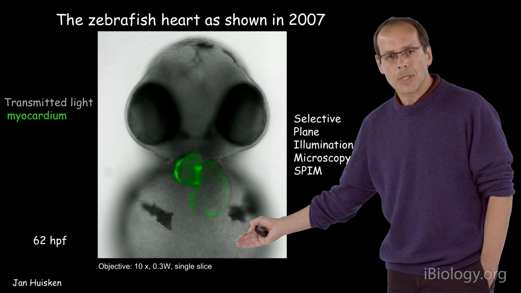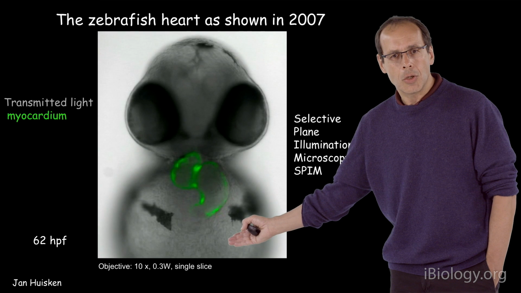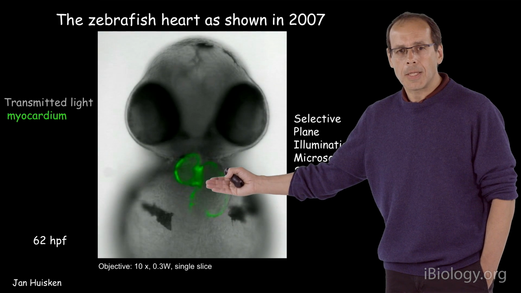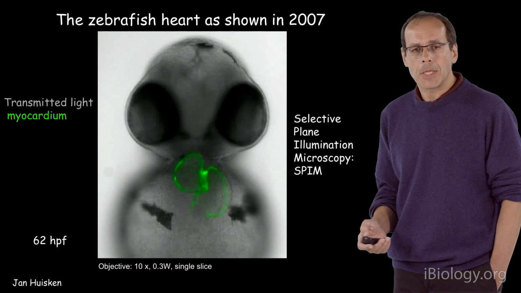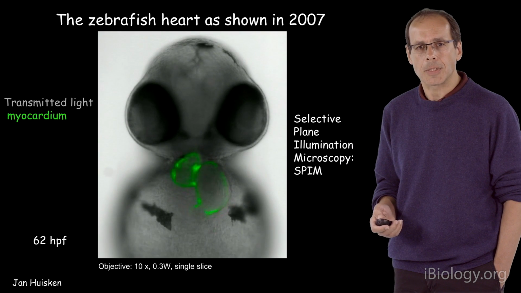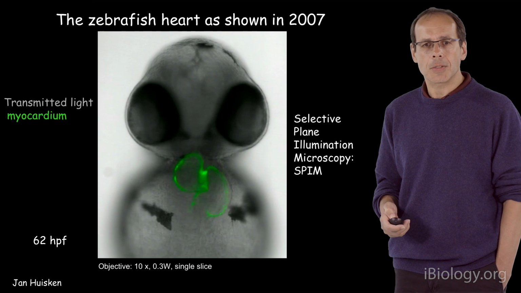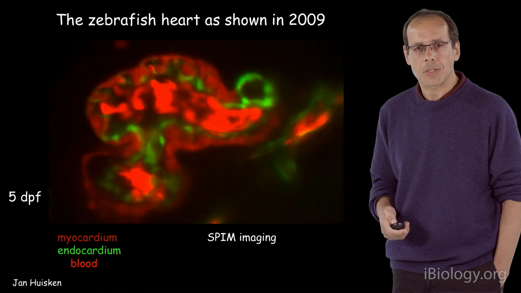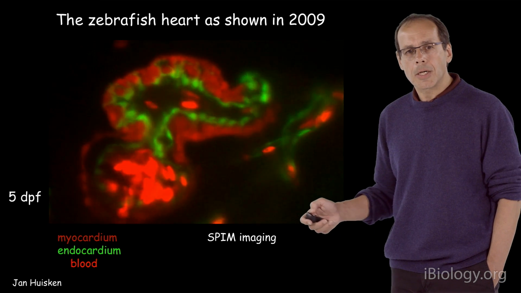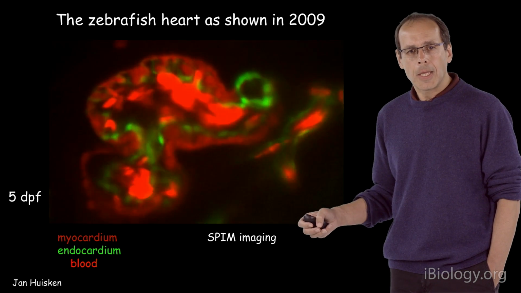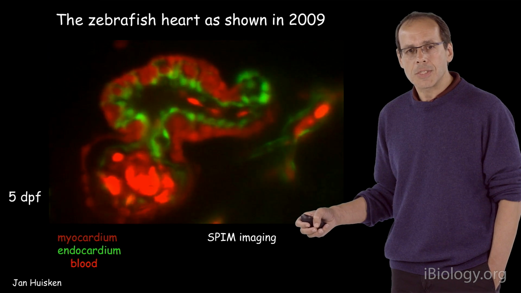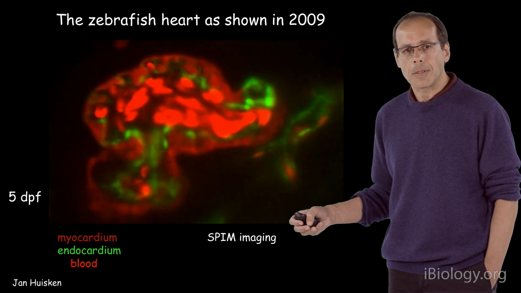You can see the blood flowing from the yolk mass, around the yolk mass, into the atrium and then into the ventricle. The atrium is the collecting chamber of the heart and the ventricle is the pumping chamber. Here we're looking at just a single cell layer, but of course the heart consists of multiple cell layers, as shown here. Now we're labeling in dark red the myocardium, in bright red the blood, and in green the endocardium, which is the endothelial layer inside the heart.